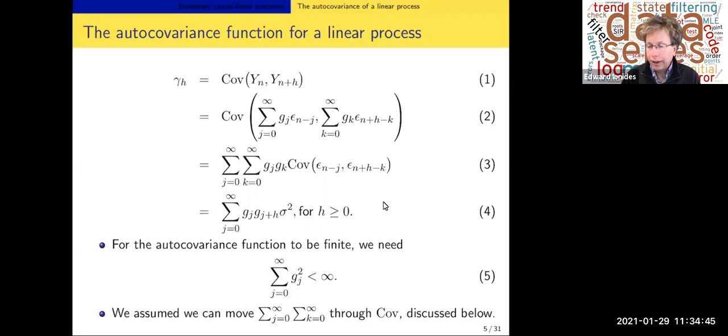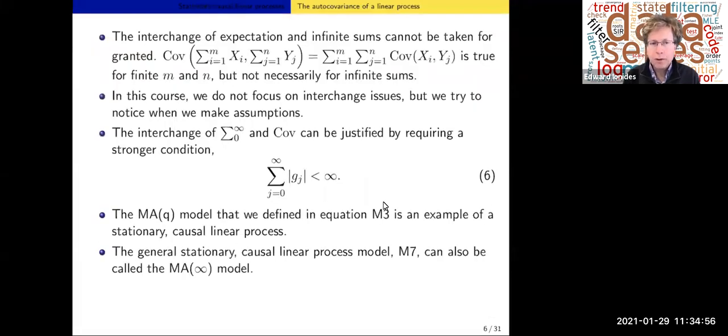Okay, so let's think a little bit more about whether it's really legitimate to move the summation through the covariance. Now, when you have finite sums, we know that the covariance of a double sum is the double sum of the covariances. For infinite sums, this is just not always the case. Now, in this course, we're not going to focus on interchange issues, but you should at least be aware that there is an issue that could, in principle, be checked.